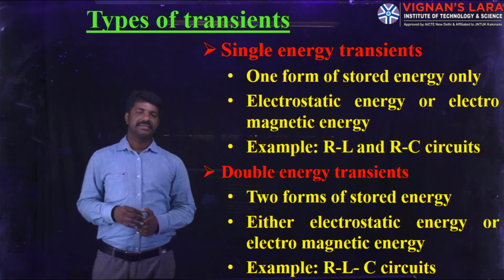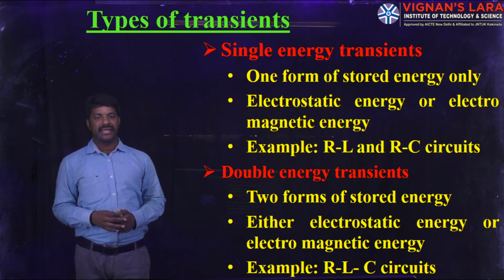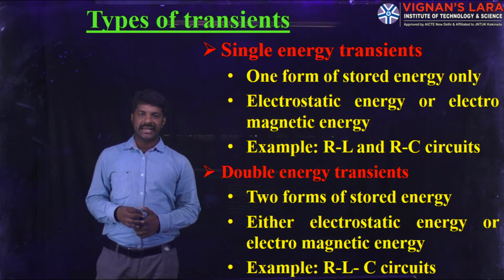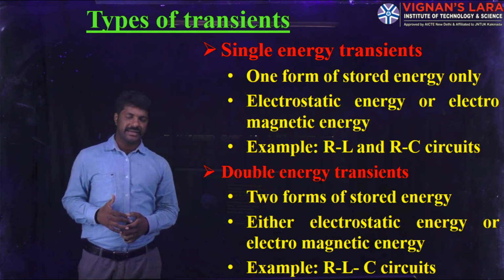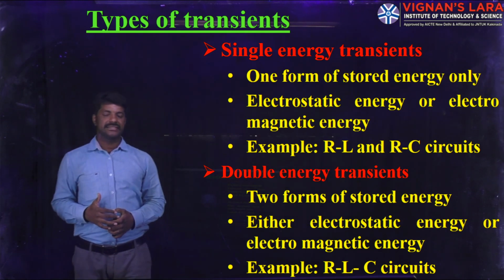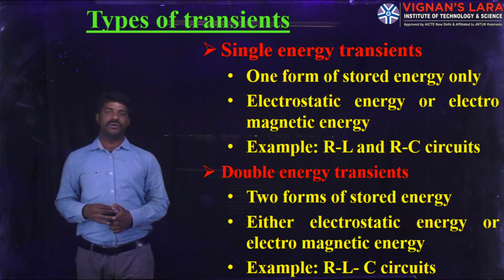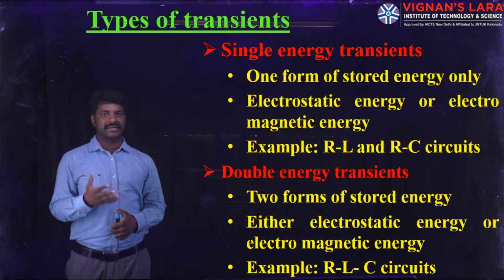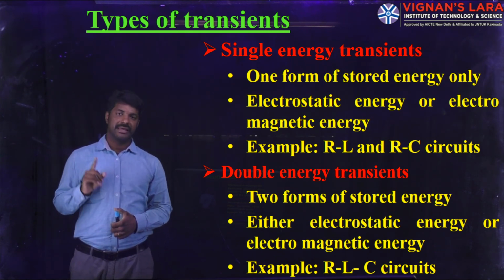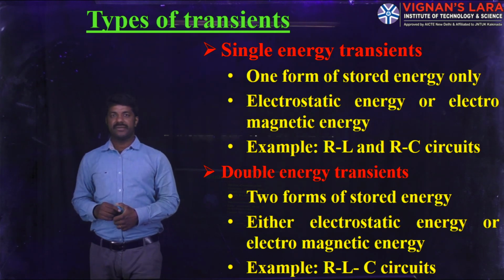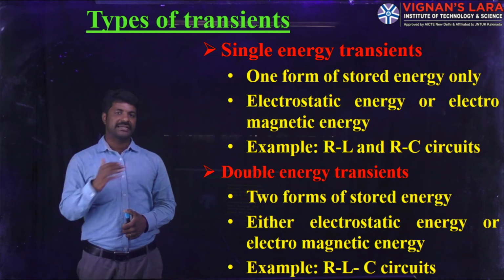Okay, and next the types of transients. In general, the transients are classified based upon their existence. They are single energy transients and double energy transients, which come under internal cause. What is internal cause? It may be due to resonance. As we said, the resonance operation occurs if and only if there are energy storing elements like inductor and capacitor. If only one element is there, either inductor or capacitor, then the storage of energy in those elements will result in changes in the magnitudes of currents and voltages.